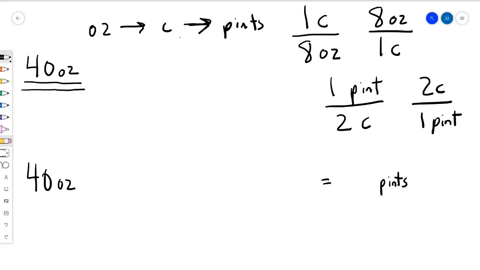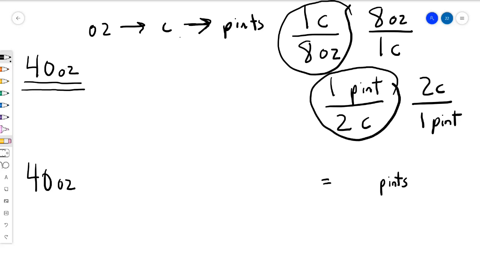But I have an interim measure here. I have to also go to cups to pints. So I need to go from cups, look at cups is on the top there, and then pints. I want to end in pints, but I have to stop at cups in between. So I want cups on the top there. All right? And I want to end in pints.